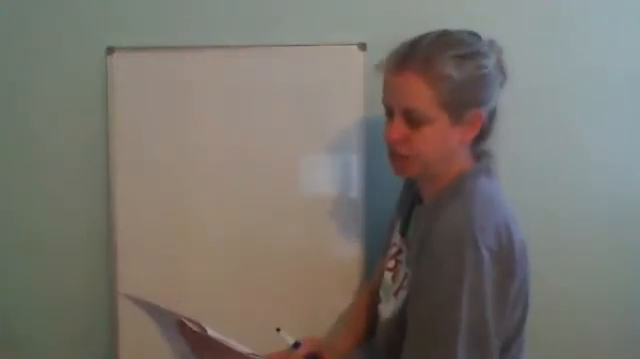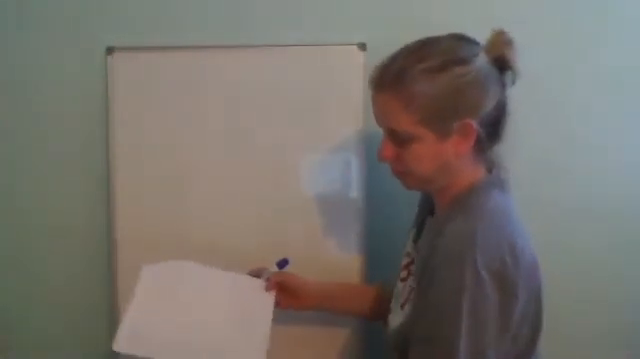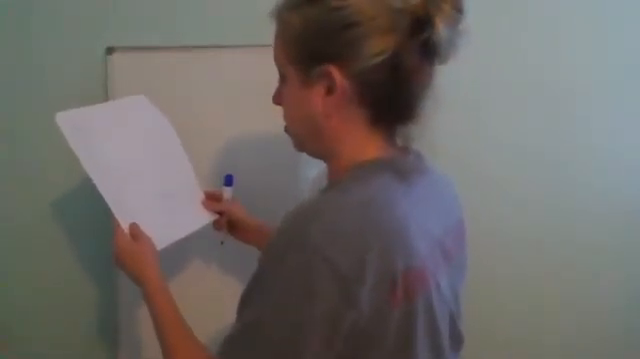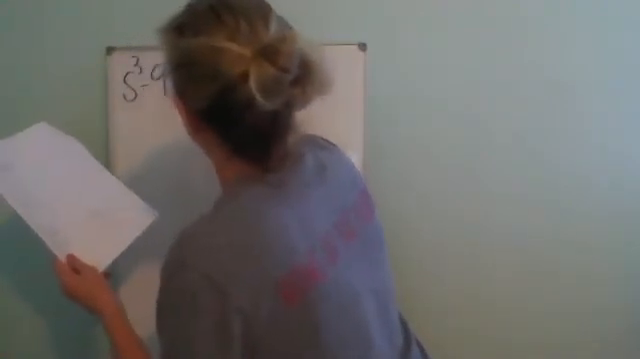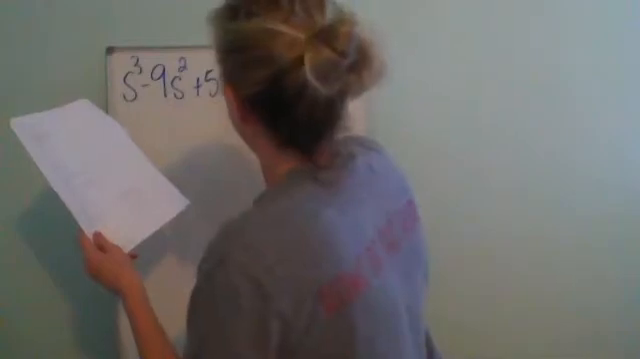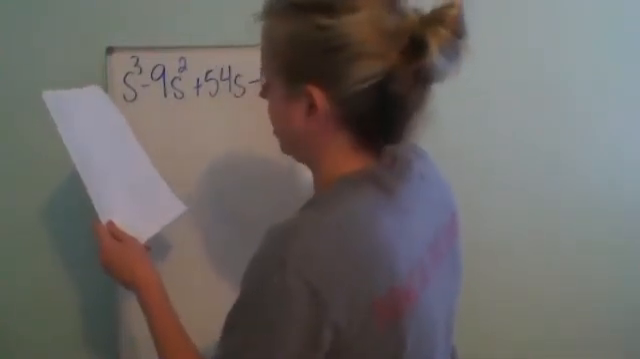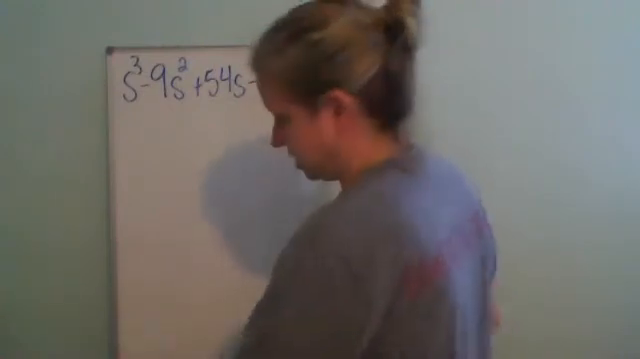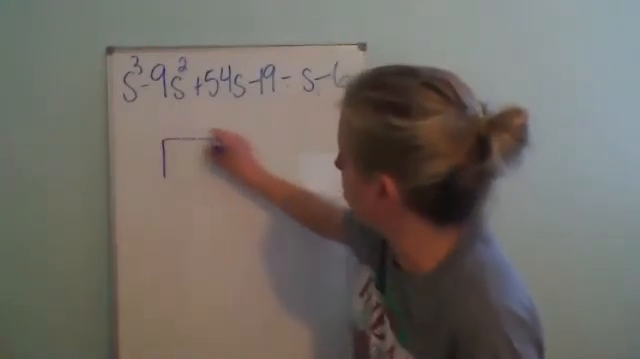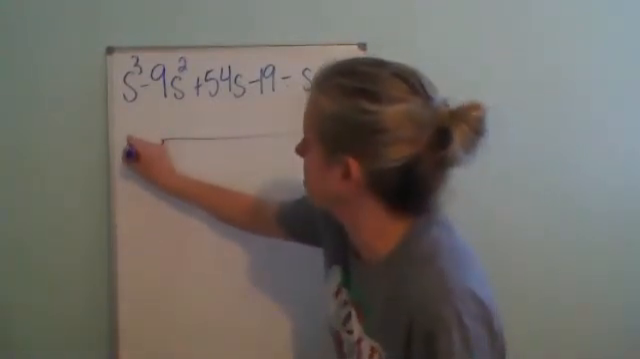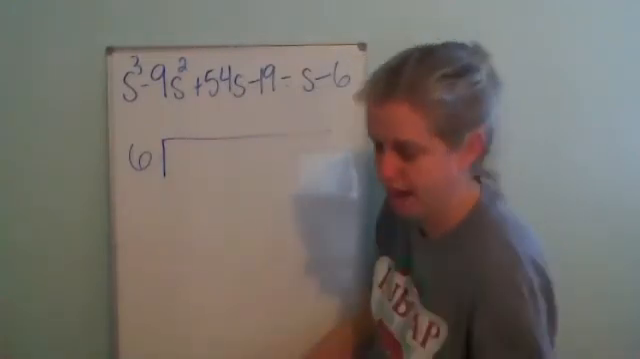All right, number 14, another synthetic division. S to the 3rd minus 9s squared plus 54s minus 19 divided by s minus 6. So I'm going to do the same thing that I did on this last one. I'm going to do the same kind of synthetic division. So let's see, the opposite of -6, which means I'll just put a +6 out there this time.